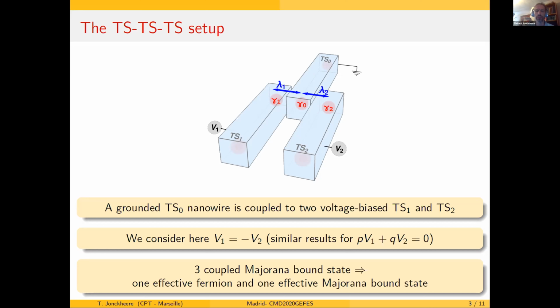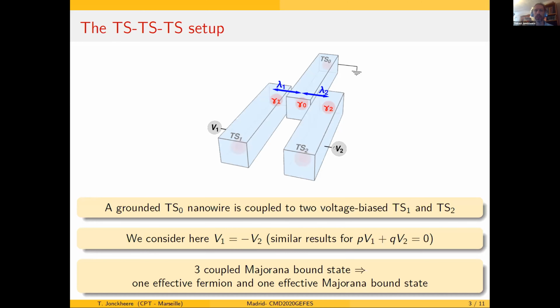But if you consider a system with three topological superconductors, then in the middle here, okay, I have a pointer, you have those three coupled Majoranas. And whatever the way you couple them, if you couple three Majoranas, you will always end up with one effective fermion, one combination of the three Majoranas, plus one effective Majorana bound state. So this means that in this system, you still have a real Majorana bound state which is present and which will strongly modify the transport properties.